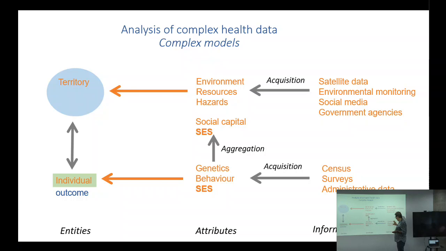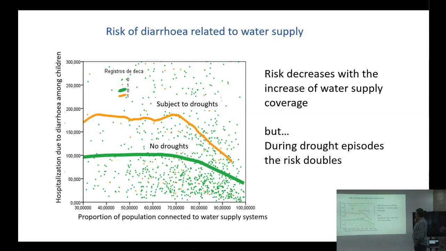Individual data can be obtained from census, health surveys, and administrative data, like where people in Cidacs are. So this is an example of the joint influence of contexts on an individual outcome happening in different contexts. For instance, this is diarrhea incidence. It decreases when water supply coverage in Brazil increases. Mainly after the coverage is higher than 70%, there is a decrease in diarrhea incidence.